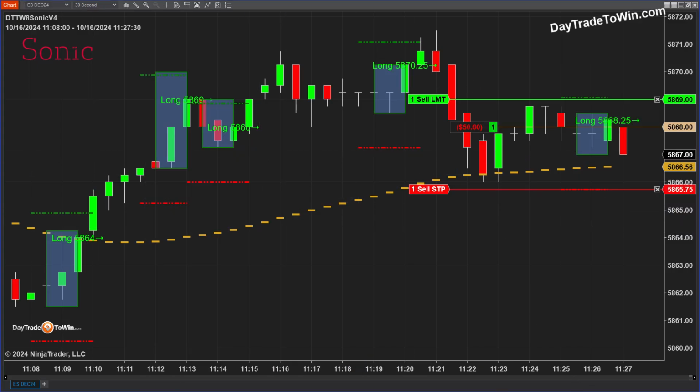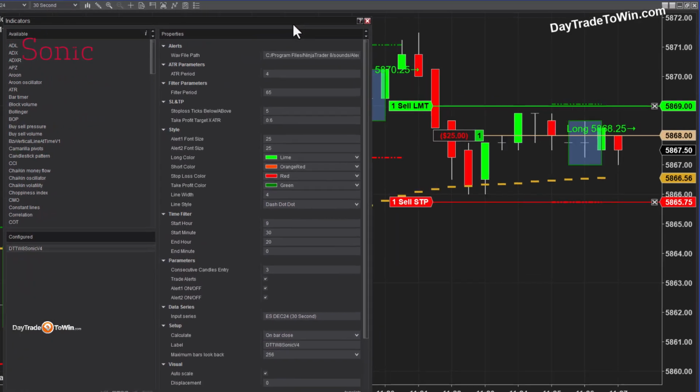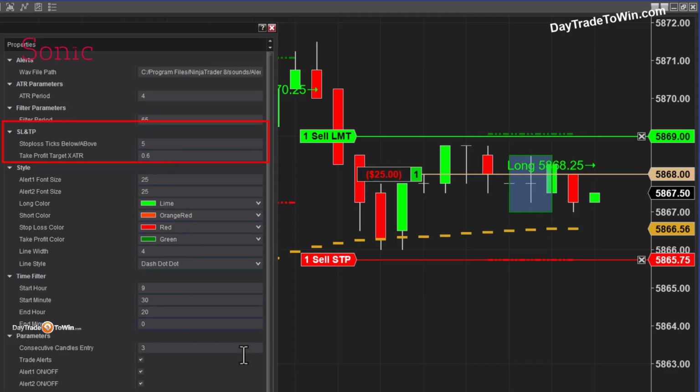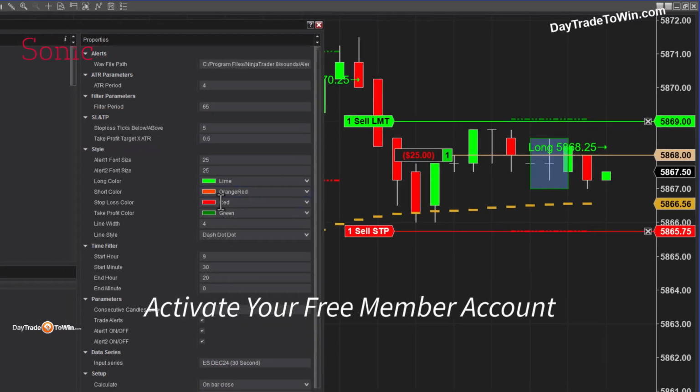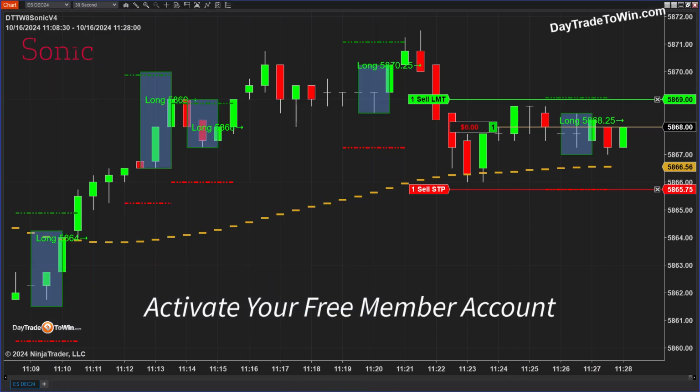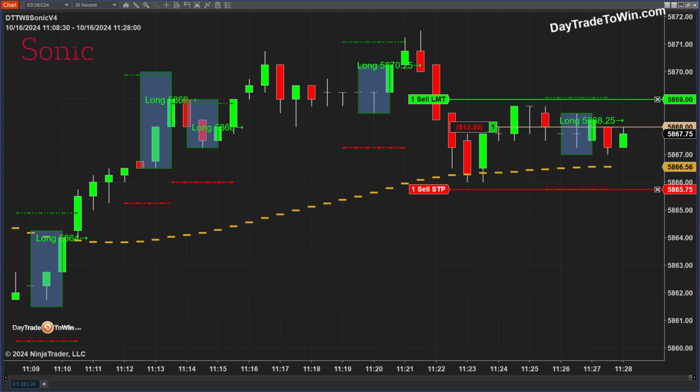Now I'm going to show you the back end of the Sonic trading system. I'm going to focus on the take profit. The targets are based on the average true range. If the market is slow or fast, it gives us what the ATR should be. I like to have it at least at 0.6 or 1 times the ATR. If you do want a larger target, you can.